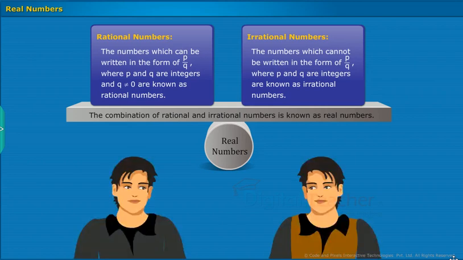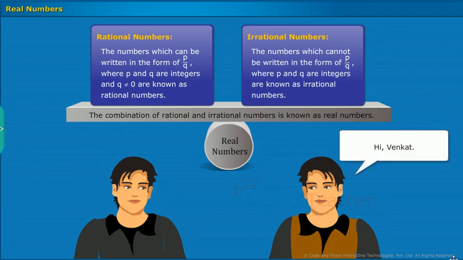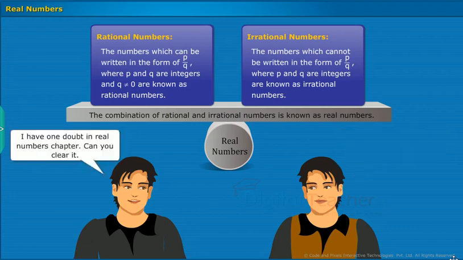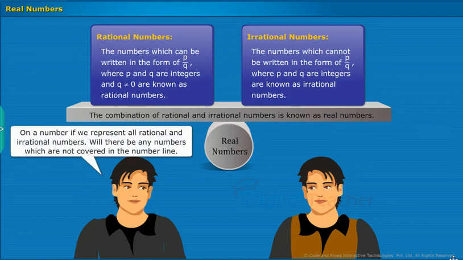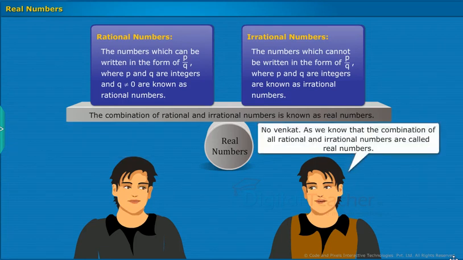Now, let us observe the conversation on real numbers. Hi Raju. Hi Venkat. I have one doubt in the real numbers chapter. Can you clear it? Yeah, for sure. On a number line, if we represent all rational and irrational numbers, will there be any numbers which are not covered in the number line? No, Venkat.